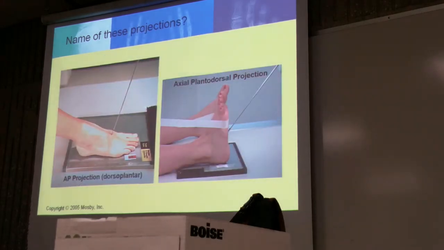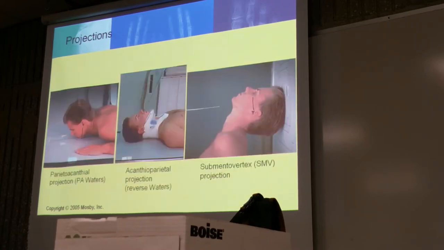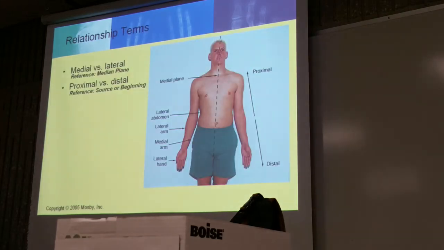Okay, and these are just some other names. AP projection or dorsoplantar, we talked about that earlier. Okay. Parieto-canthal. I'm not going to spend too much time on this. We'll talk about this later on when we do the skull. Okay. We already talked about the difference between medial and lateral, right?